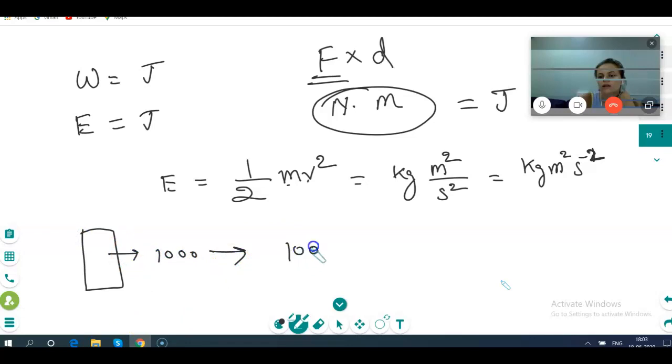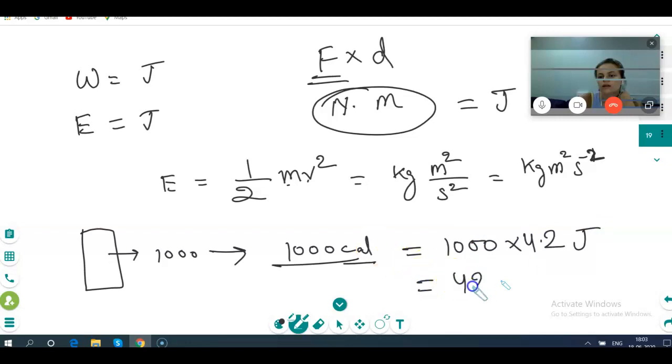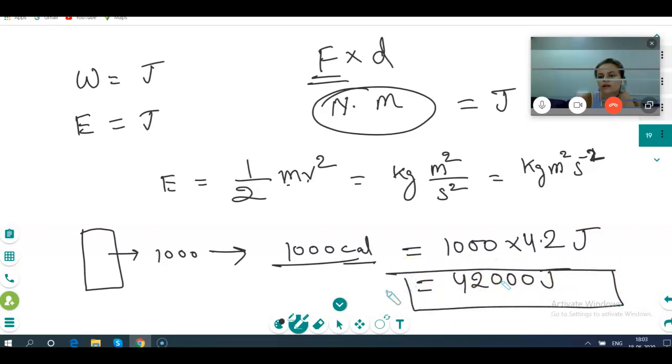So please tell me, 1000 calories means how much energy do you have in this packet? 1 calorie is equal to 4.2 joules. So this much energy, they are having 42,000 joules. See, one small packet is having 42,000 joules. Is it clear, after you understood this one? Yes, yes, yes.